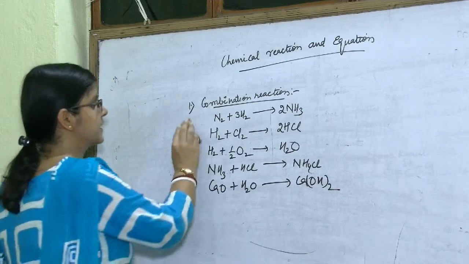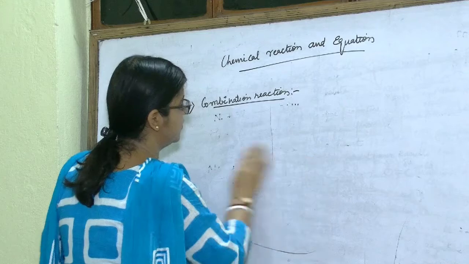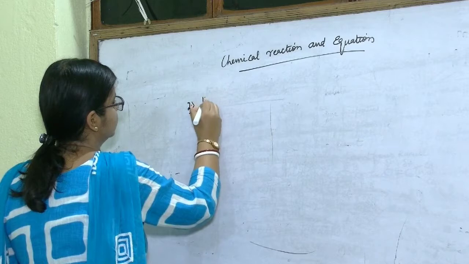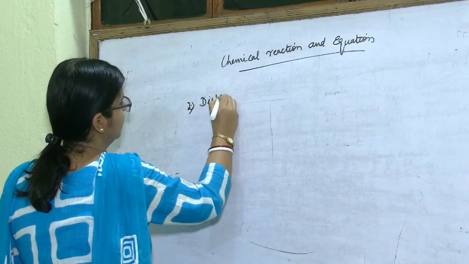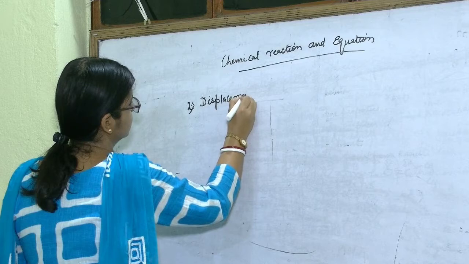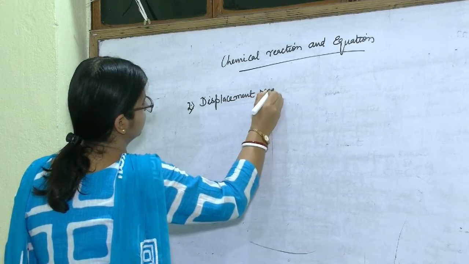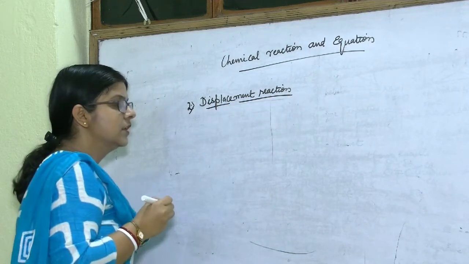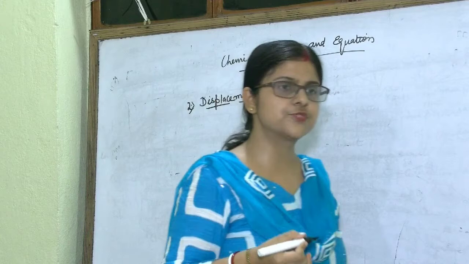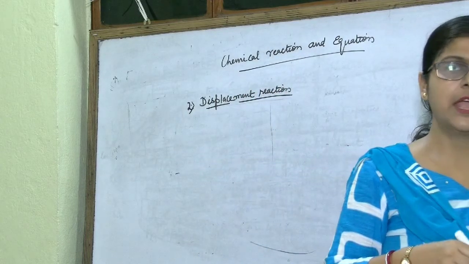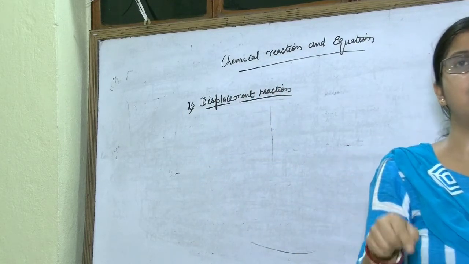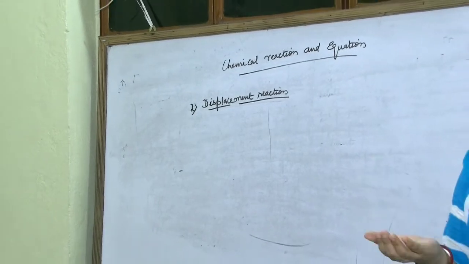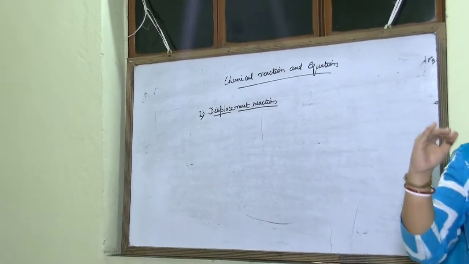Next, I am going to discuss displacement reaction. Displacement reaction. Displacement reaction means what? It means an element displaces another element and takes up its position. It replaces another element and is taking up its position.